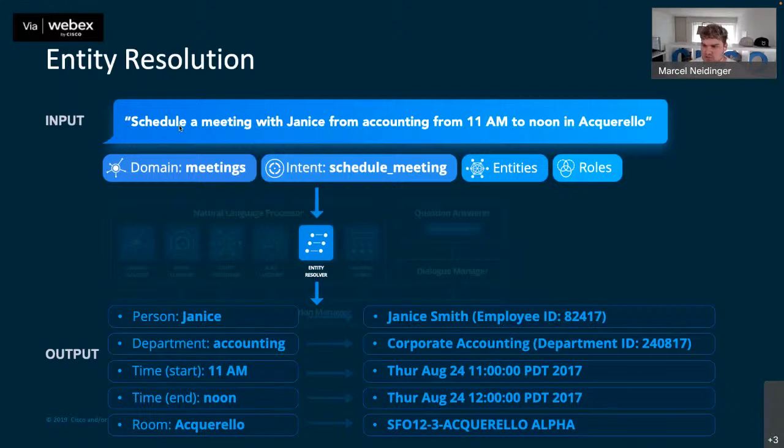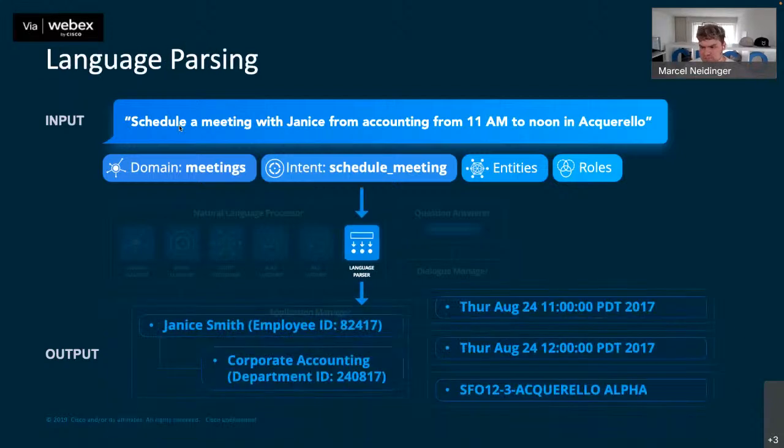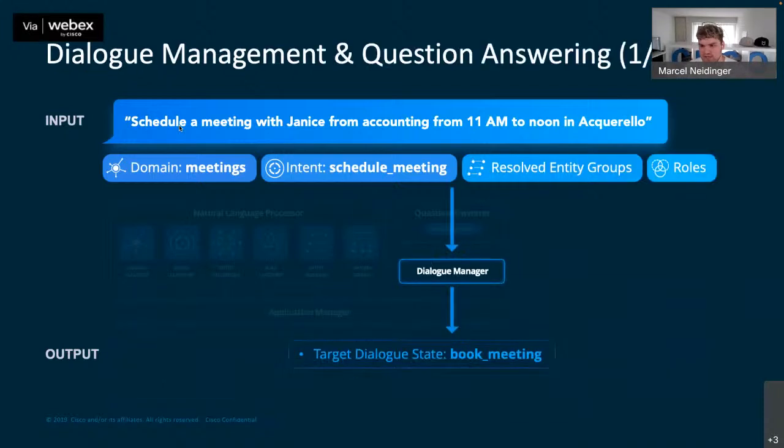So with our entities resolved, with our roles classified, we can then do the language parsing. So we can now go ahead and go into our dialog manager. So we can say, this is our target dialog state, right? The booking, book meeting.